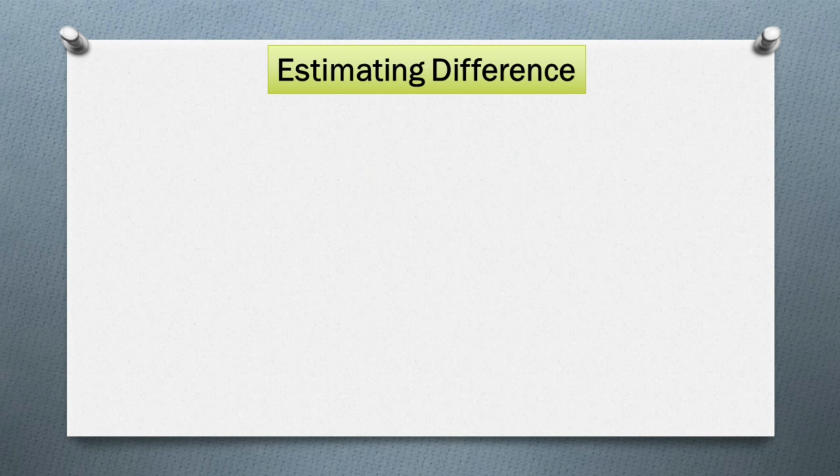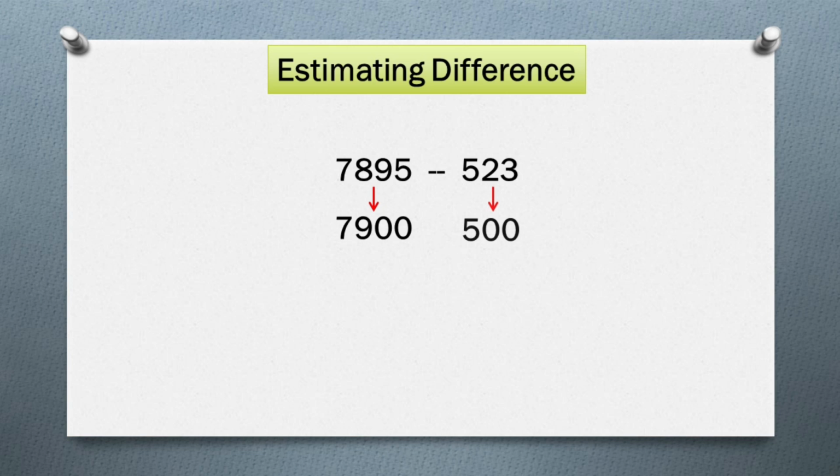In a similar fashion, we can estimate the difference as well. Let's take two more numbers for this: 7,895 and 523. Rounding off 7,895 gives us 7,900, whereas rounding off 523 gives us 500. Now we can easily subtract 500 from 7,900, which gives us 7,400.